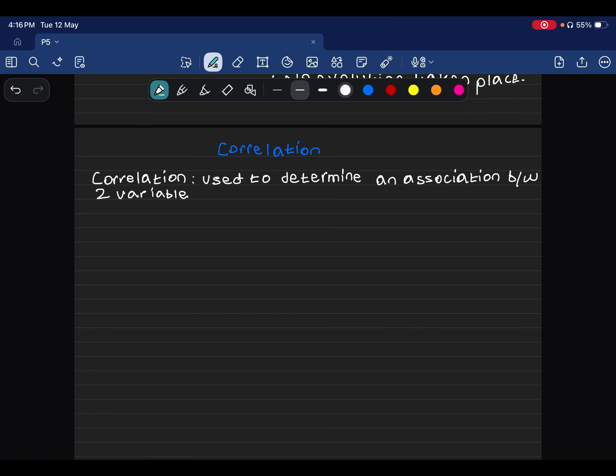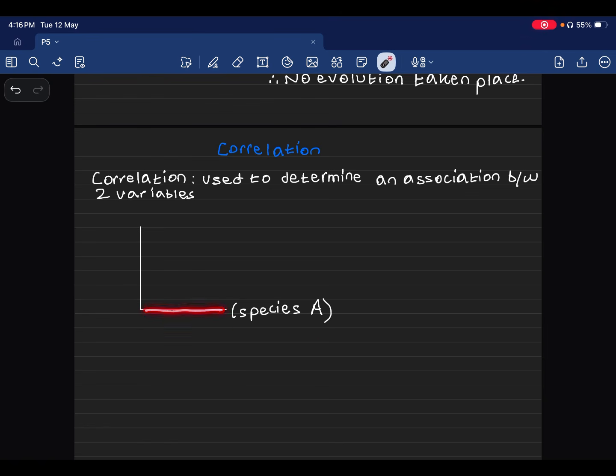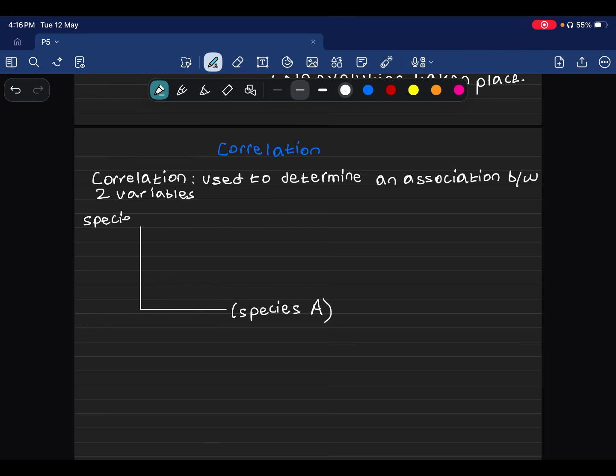So let's say I have a graph. In this graph, I have the x-axis, and in this x-axis, I have listed down species A, meaning as the x-axis value increases, the number of organisms in species A increases. And then in the y-axis, I have species B. When I draw the graph after plotting all of the points, the graph looks something like this. What is this? You've learned this. This is a positive correlation.